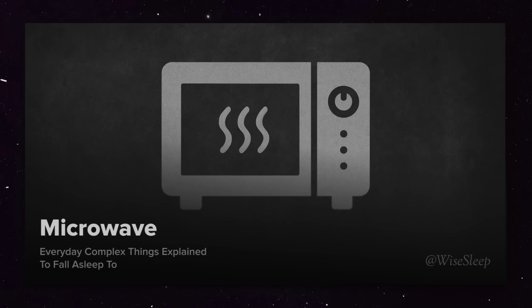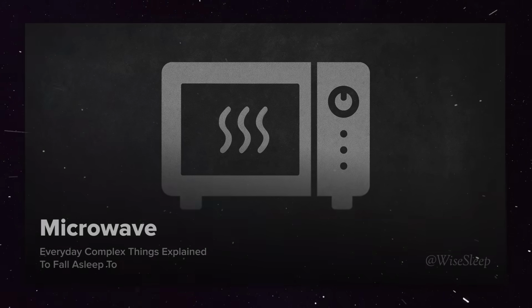You'll also notice that metal should never go in the microwave. That's because it reflects microwave energy and can cause sparks or even damage the oven. From defrosting frozen meals to warming up coffee, microwaves work by energizing water molecules and generating heat directly inside your food.